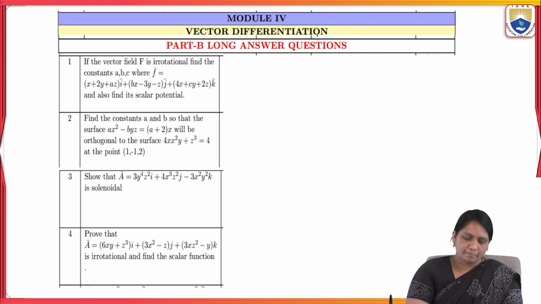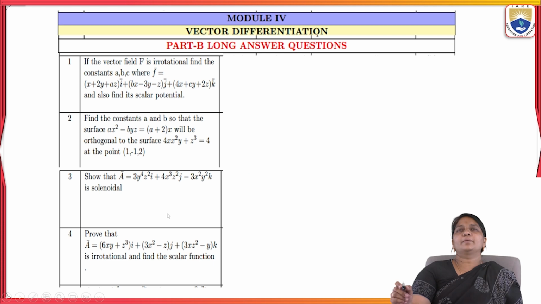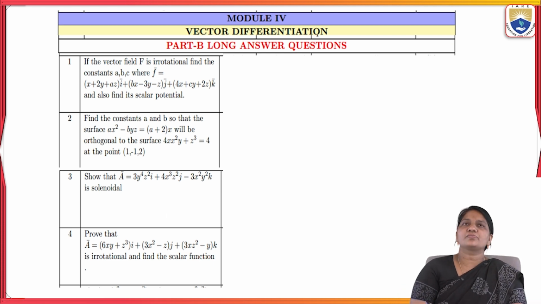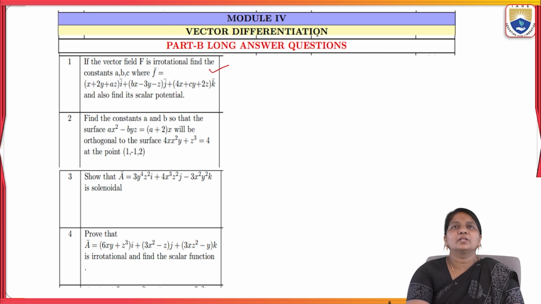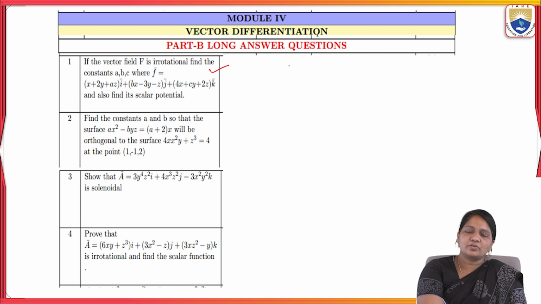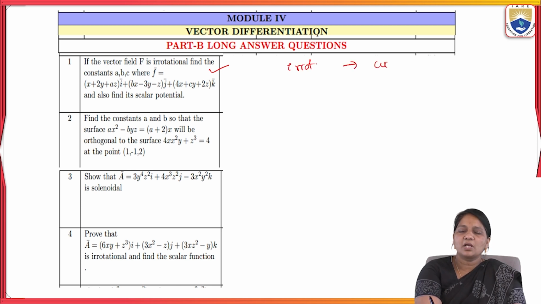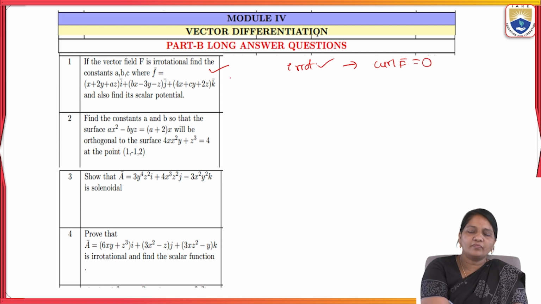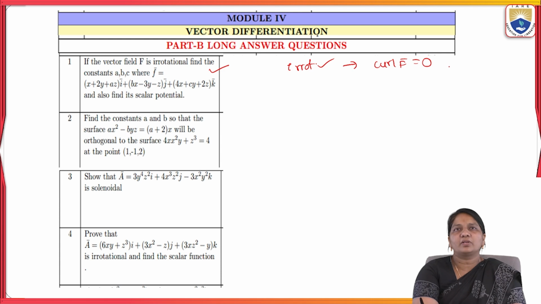And see the part B. So part B is long answer questions. So what are the long answer questions we are having? You can see here. See the first question. If the vector field is irrotational, find the constants. So here actually what is the definition for the irrotational? Irrotational means curl f bar should be 0. So then only you can say that it is irrotational. That means here for the f, curl f equal to 0.